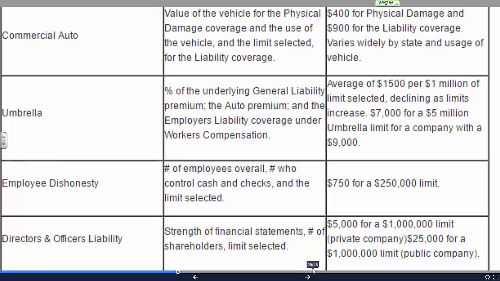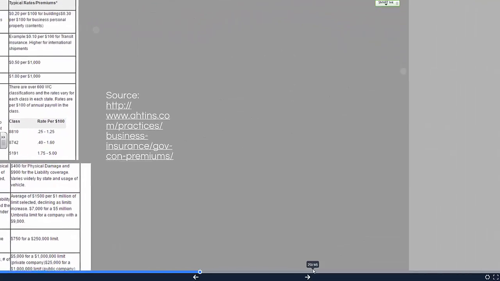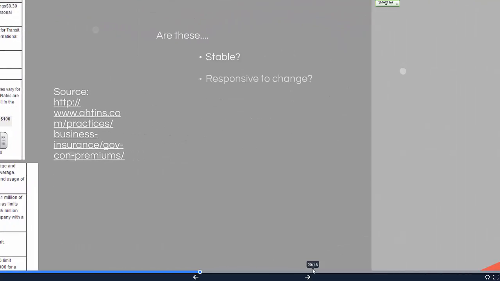So remember, when asked about the validity of insurance rates, you need to think about, are these stable, responsive to change, and are they simple? And do these reflect differences in exposure, and do they promote loss control? As we just went through those different rates from AHT Insurance Company and the basis for exposure, I answered many of these questions. For the exam, you should be prepared to answer them in your own words.